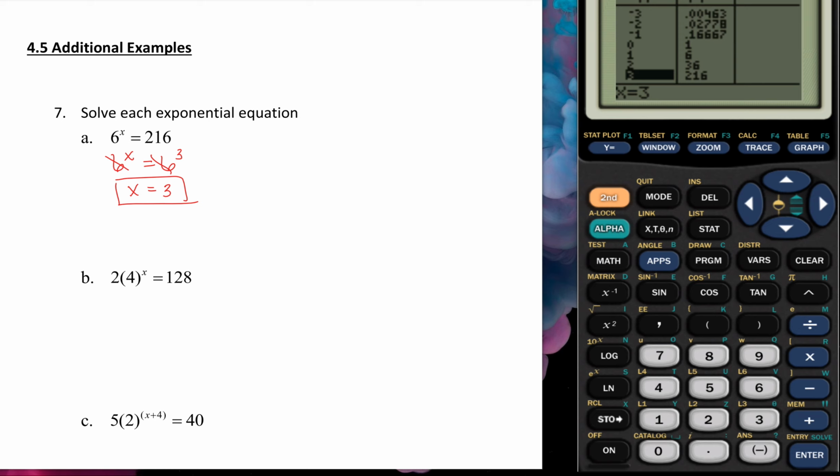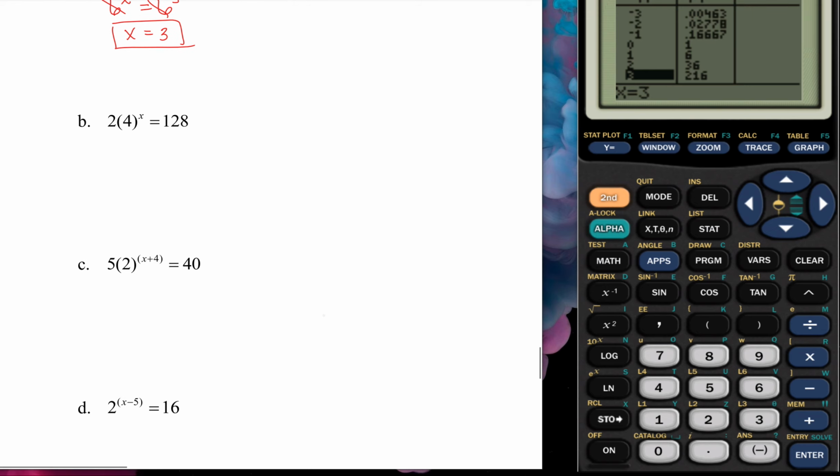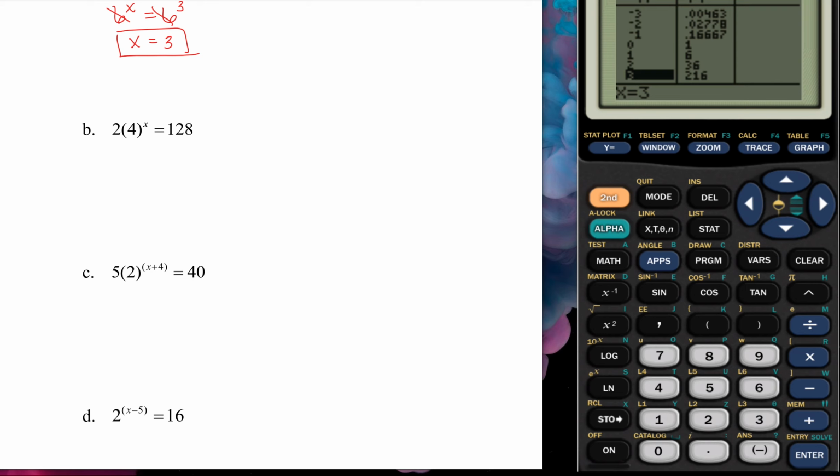All right, so looking at B, well, it's not as straightforward for B. I need to have a base with an exponent equal to another number. Well, I have that, but I have a 2 in front of it that I need to get rid of so that I just have an exponential all by itself on the other side. So I'm actually going to divide by 2 on both sides. So I get 4 raised to the power of x equals 128 divided by 2 is going to be 64.